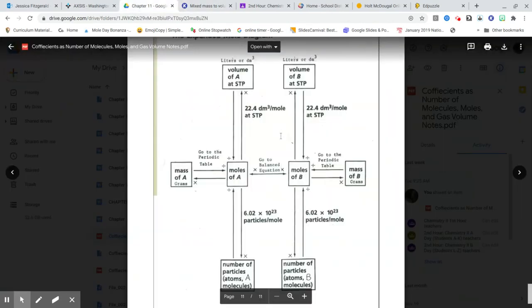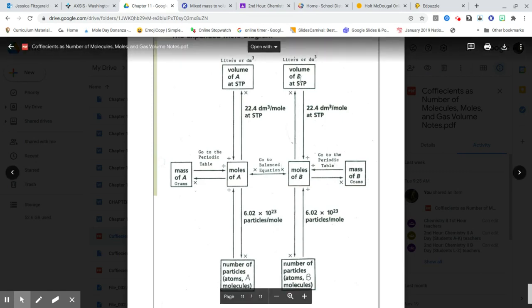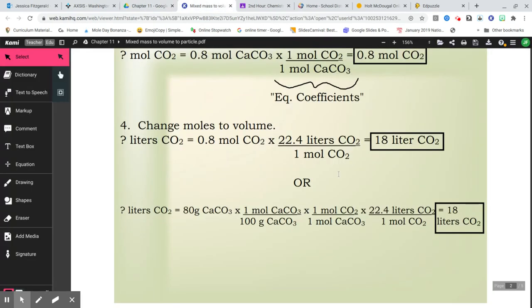Now, we're sitting here at moles of CO2 or moles of B, and we're going to go to volume or liters of B or CO2. So if we want moles of CO2 to cancel, that goes in the bottom, and your volume or your liters of CO2 will go in the top. Multiply everything on top, multiply everything on the bottom, divide that answer. That's where you get the 18 liters of CO2 from.